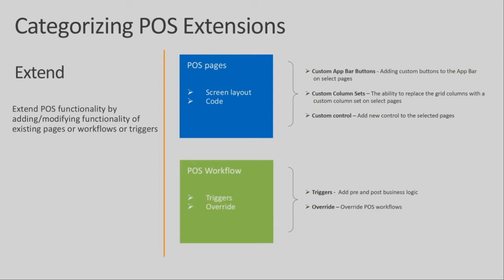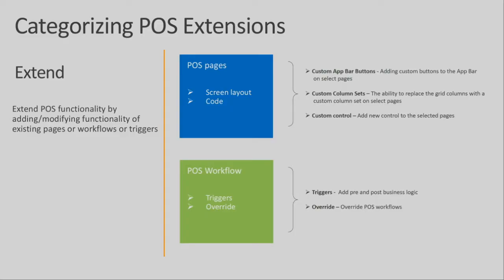Extend is where you are extending our functionality. First, on the view side, POS pages: if you see on the right-hand side here, you can add your own custom app bar button. In every POS page there is always an app bar where you can add a lot of new buttons, or you can customize our columns. For example, on each page you will see a data list. You can completely change that column set, or you can drop your own control within our views.